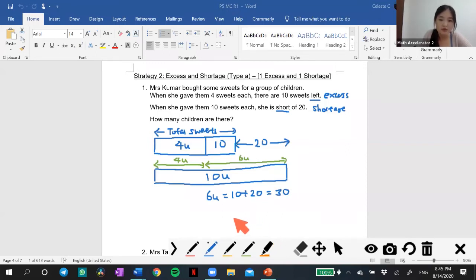How is it 6 units? Oh, okay, you see here is 10 units, right? Then you compare to the model on top. This is 4 units. So the remaining here will be 10 units minus 4 to get your 6 units. So with 6 units as 30, you can find 1 unit. So 30 divided by 6, that will give you 5. So how many children are there? Simply 5 children.